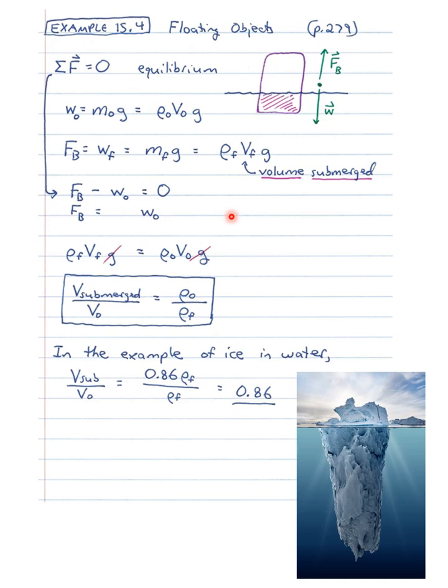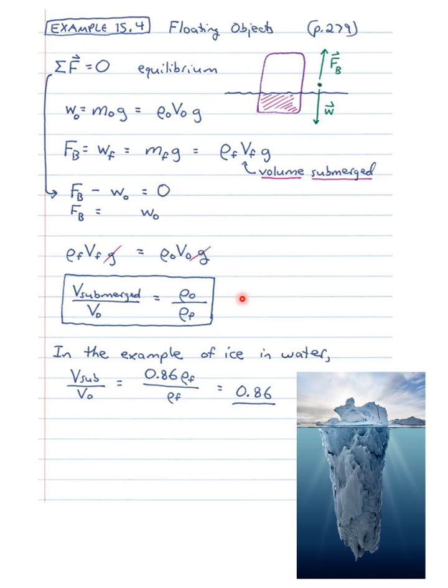All right, let's make our substitutions. For buoyancy force, we solved up here, it's density of the fluid times volume of the fluid times g, equals weight of the object. We solved up here, density of the object times volume of the object times g. It doesn't matter what planet we're on, the g's can divide out. And what we're left with is this very simple ratio.